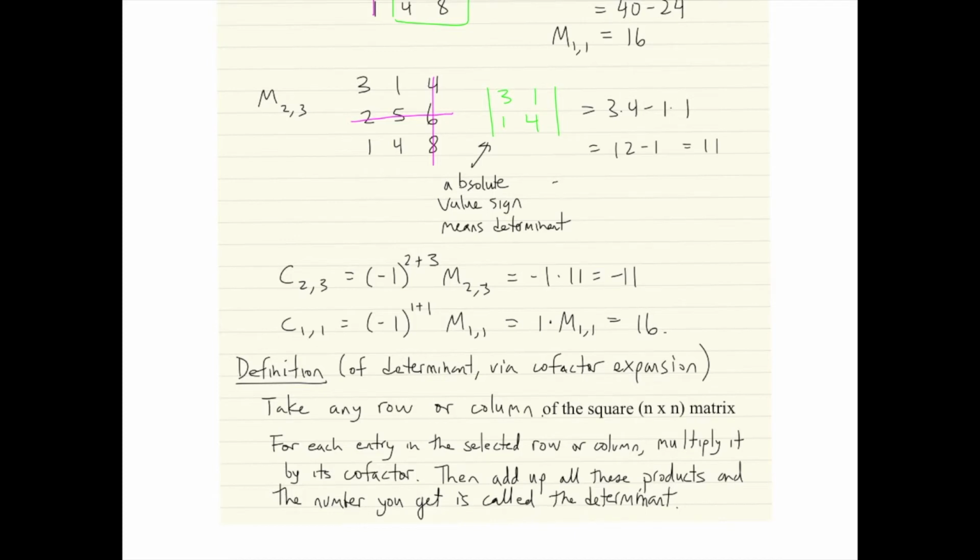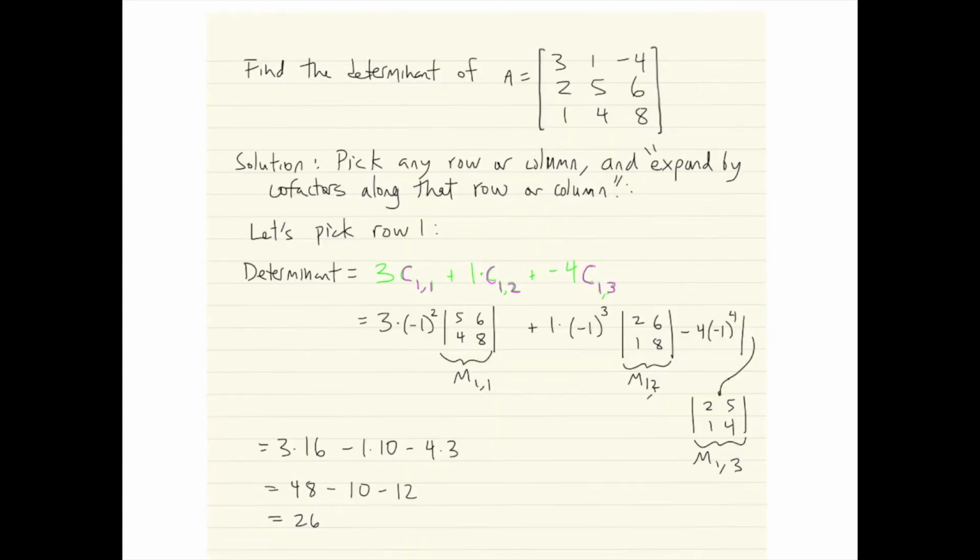Let's do an example. That sounds a bit complicated. Here's an example of a 3 by 3 matrix, and we want to find its determinant. The process is to pick any row or any column. Let's just choose something simple, the first row here, so 3, 1, -4.